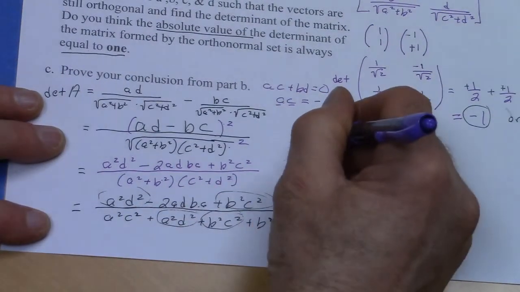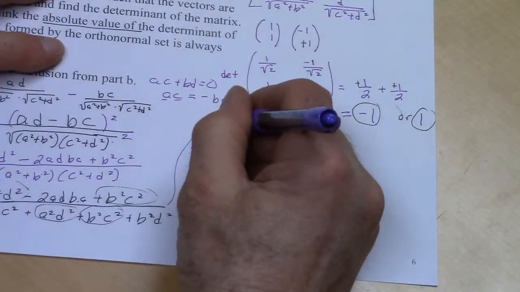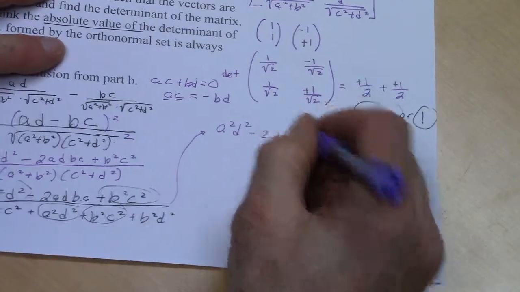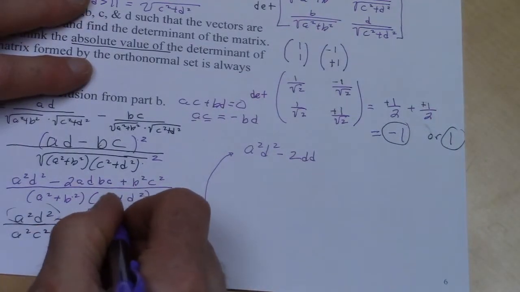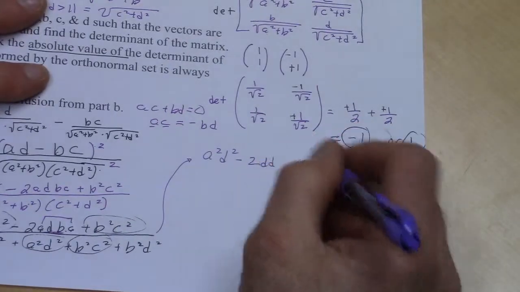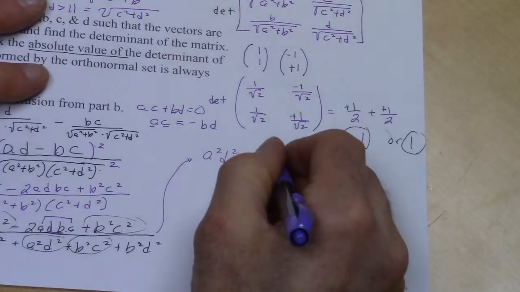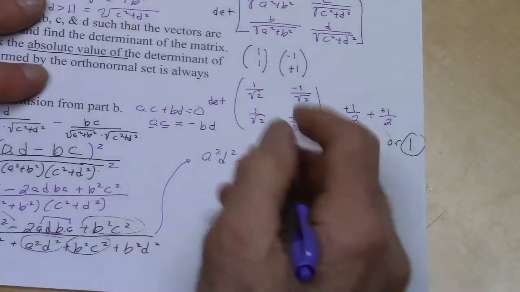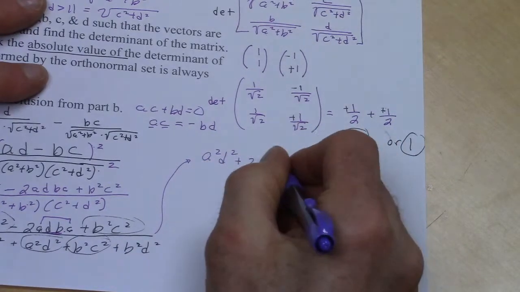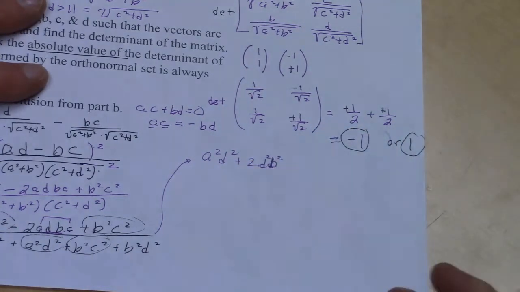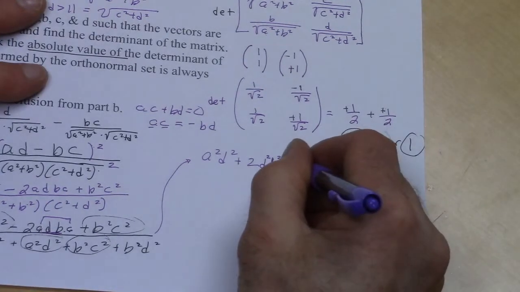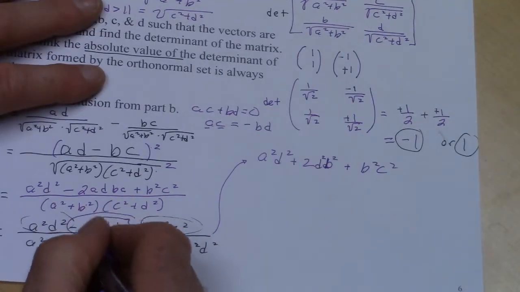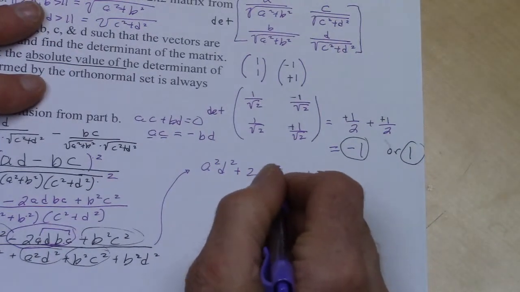So this numerator is a squared d squared minus 2, and the DB is already there. Now I'm going to replace that AC with negative BD. This is DB, not DD. So the AC is replaced with negative BD. That makes it a positive, and DB would make that d squared and b squared. Plus b squared c squared is still in the numerator. So this is being replaced with really positive 2 d squared b squared.